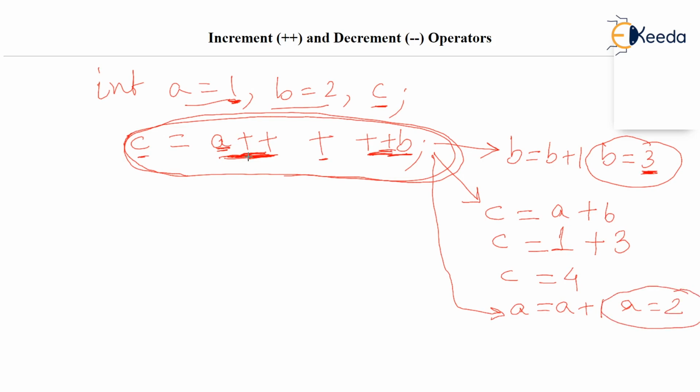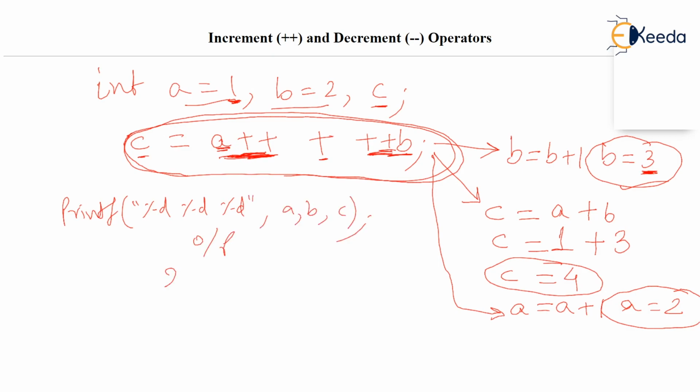So what if we put a printf? Suppose we put a printf where we print three values, %d, %d, %d, a comma b comma c. The output of this is going to be A is 2, B is 3, and C is 4. Okay, let's play with this. Let's do more exercises on increment and decrement.